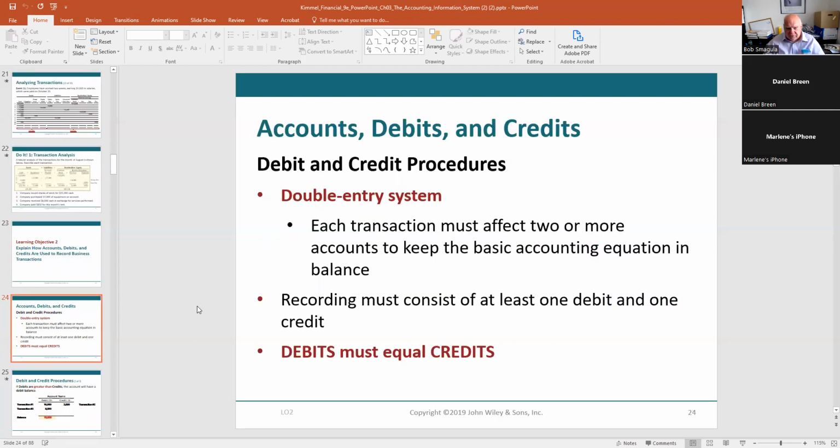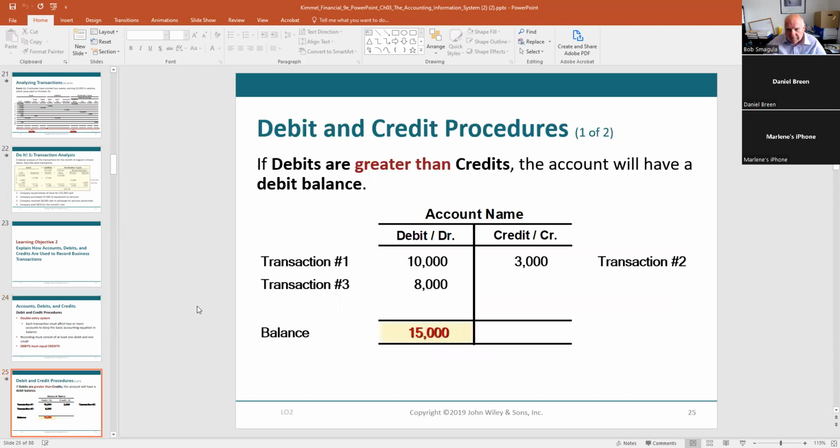Debit and credit procedures. Each transaction must affect 2 or more accounts to keep the equation in balance. So keep that in mind. You must have 1 debit and 1 credit, or 1 debit and 100 credits, or 1 credit and a whole bunch of debits. As long as the debits equal the credits, the debits must equal the credits. If the debits are greater than credits, that's the balance. It's a debit balance.